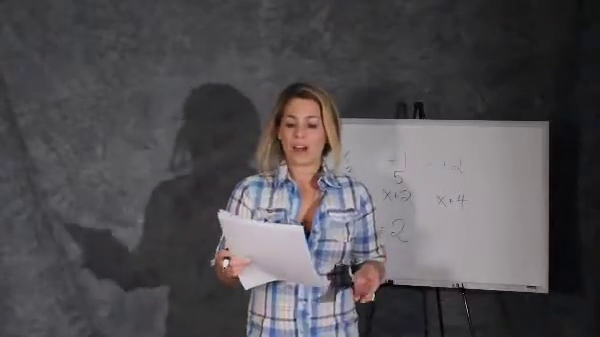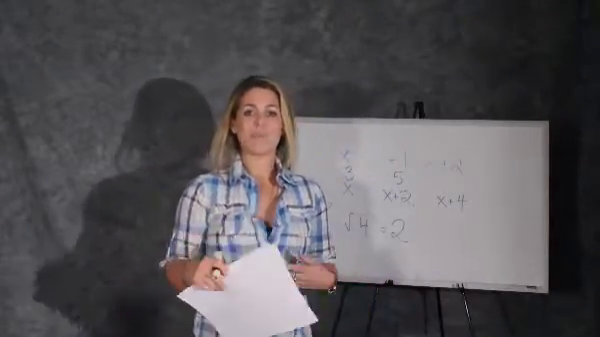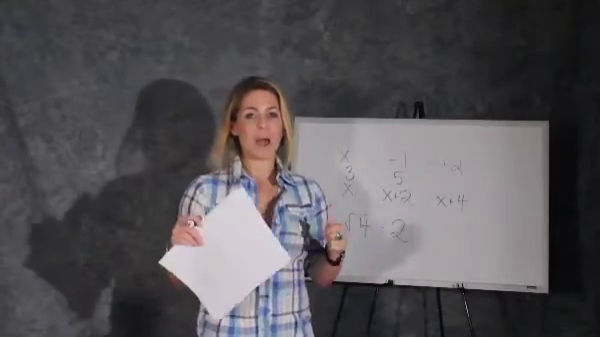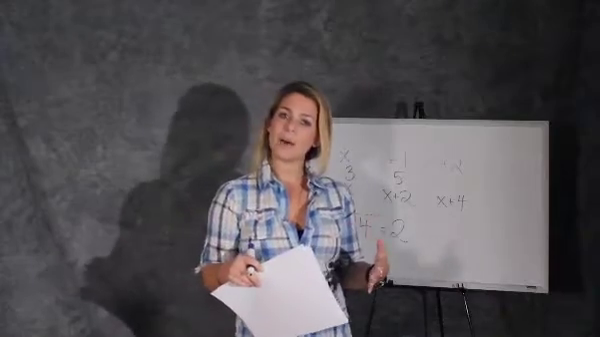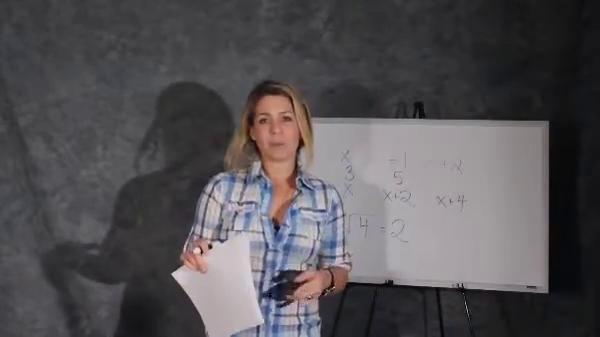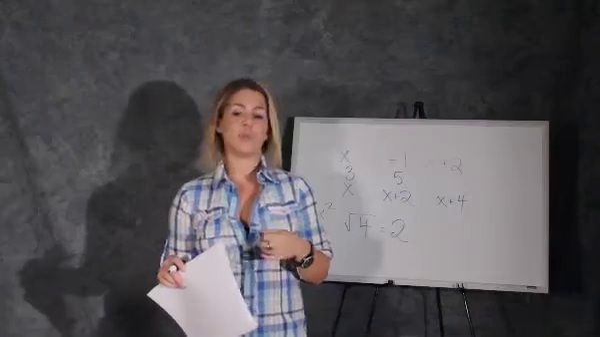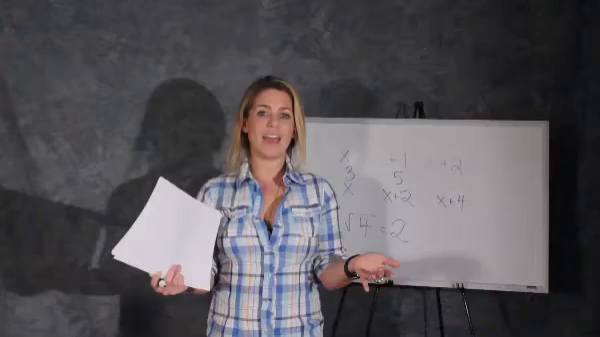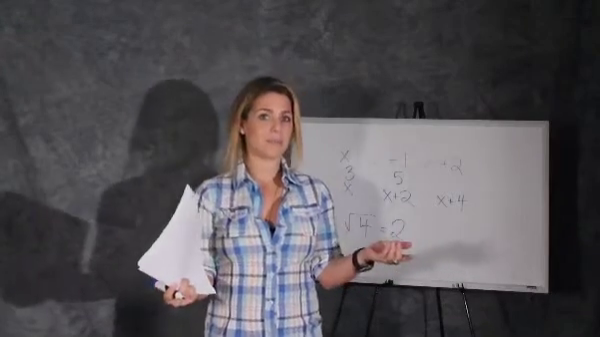Then moving right along, we have prime numbers. And you probably haven't thought about prime numbers since middle school. Prime numbers just refer to any number that is only divisible by 1 and itself. So for example, the number 11. 11 is prime because we can't divide it by anything except 1 and 11.